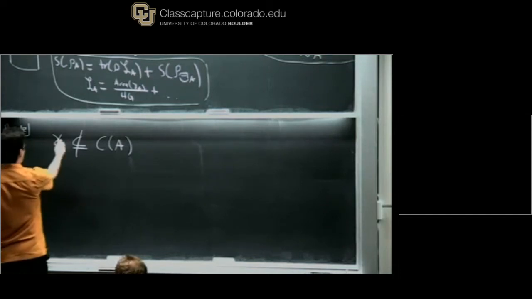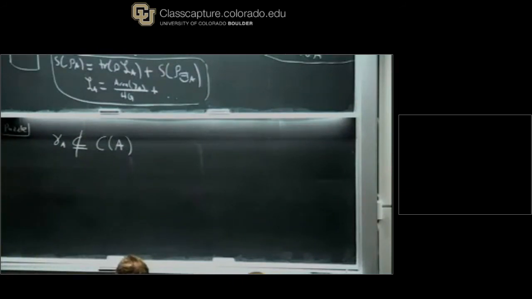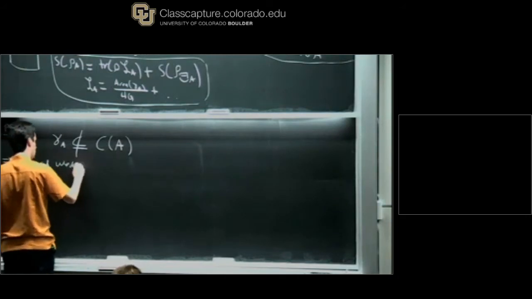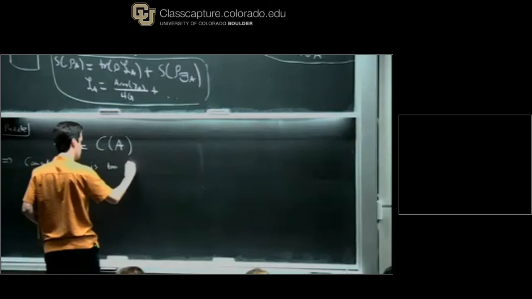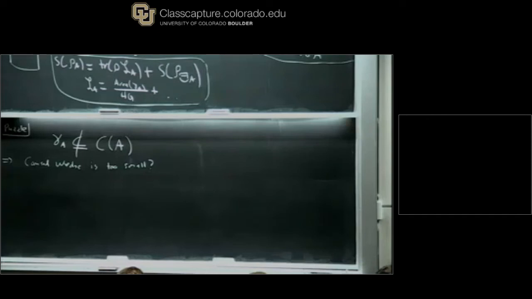But here, for this gamma A, it's very easy to come up with examples where gamma A is not inside of the causal wedge of A. So this seems to suggest that the causal wedge is too small. Maybe there's a larger region in the bulk where, if I give you all the operators in the subregion A on the boundary, I can reconstruct in that larger region what's going on in the bulk, the operators in the bulk. So there's a helpful definition here.